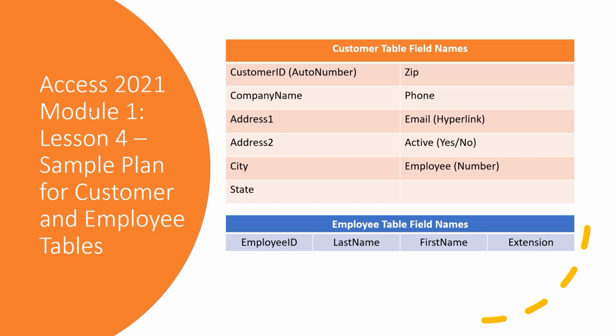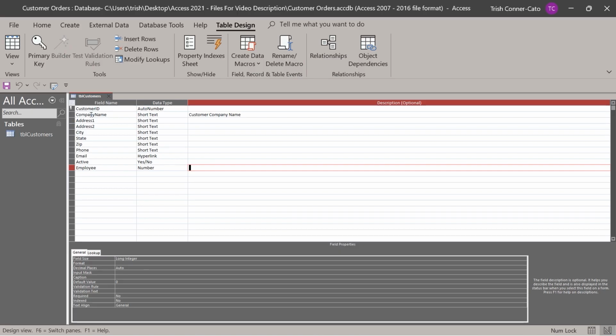So I'm going to have you complete the rest of the fields just for the customer table. All of them except the last 3, email, active, and employee, will have the short text data type. So email, you want to use hyperlink, active, yes/no, and employee number, but otherwise you're going to do short text. So go ahead and finish entering these fields in the customer table. And when you're done, your screen should look like this.